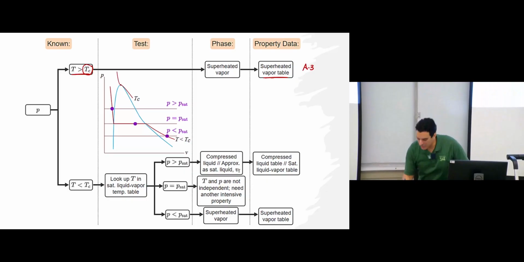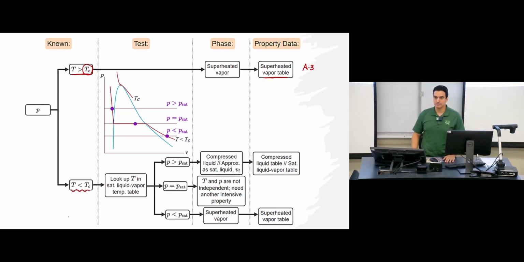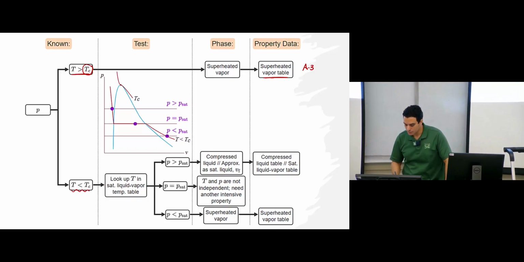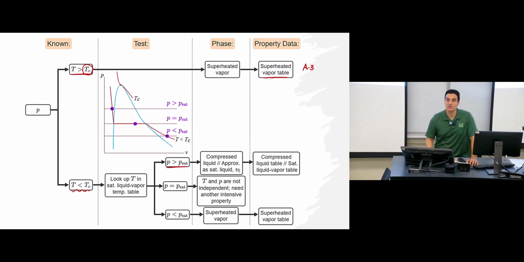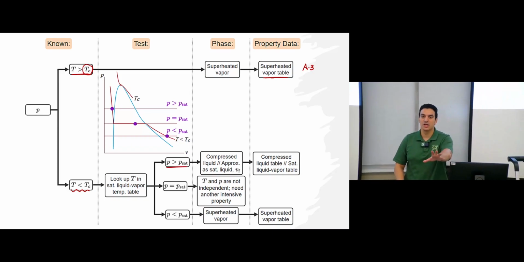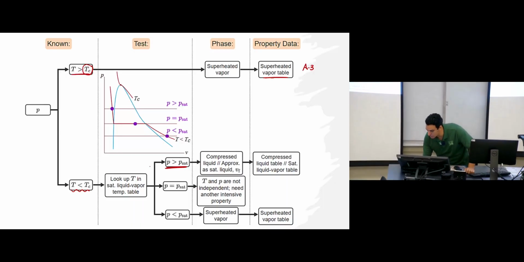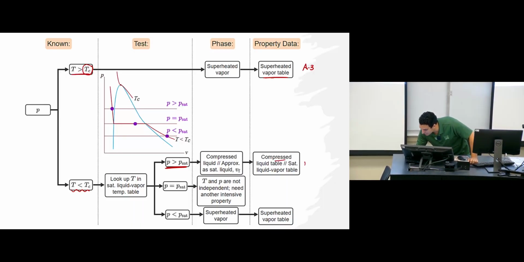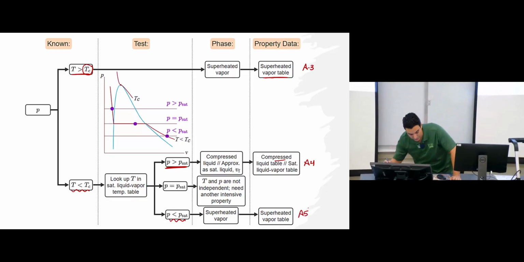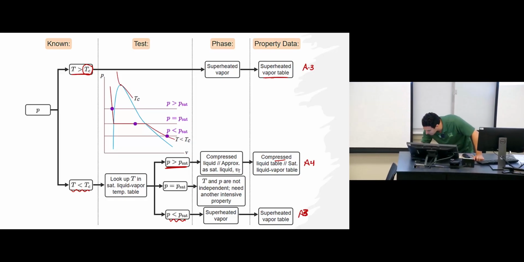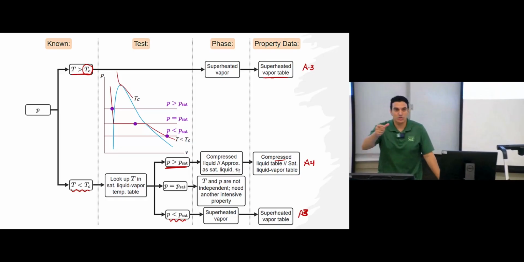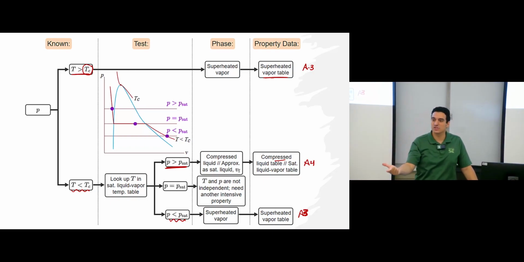Okay? But if the temperature is less than the critical temperature, then look for the pressure. If the pressure is more than the saturation pressure, and how do you find the saturation pressure, A1 or A2. So remember, if you have the temperature, the pressure value is just next to it. If the pressure is more than the saturation pressure, you will use the compressed liquid data, A4. If the pressure is less than the saturation pressure, then you will use A3. Sorry, A3, there's no A5.